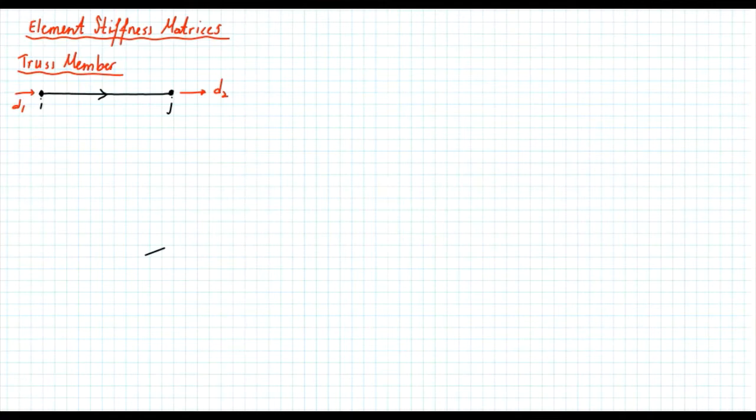So case 1, D1 is equal to 1, D2 is equal to 0. So I will be applying the same logic. So for every element that we want to derive the stiffness coefficient, we can apply the same logic. So this is the start node, member, end node.